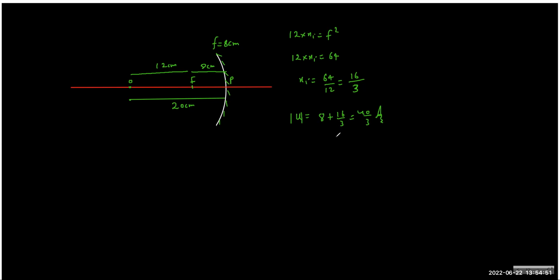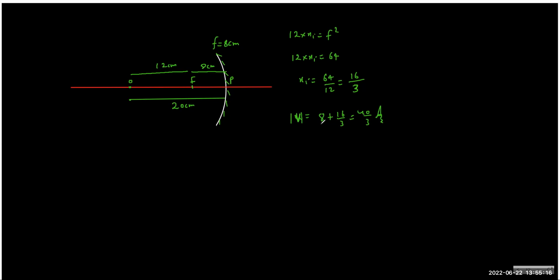Oh, you can do it like this. Do you realize? Sorry, this is v. My bad. The image distance will be how much? The image distance is 40 by 3 from the pole and 16 by 3 from the focus. Clear? Yes.